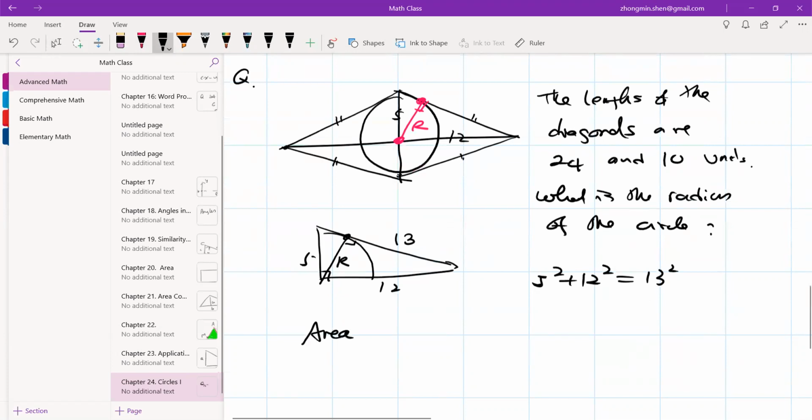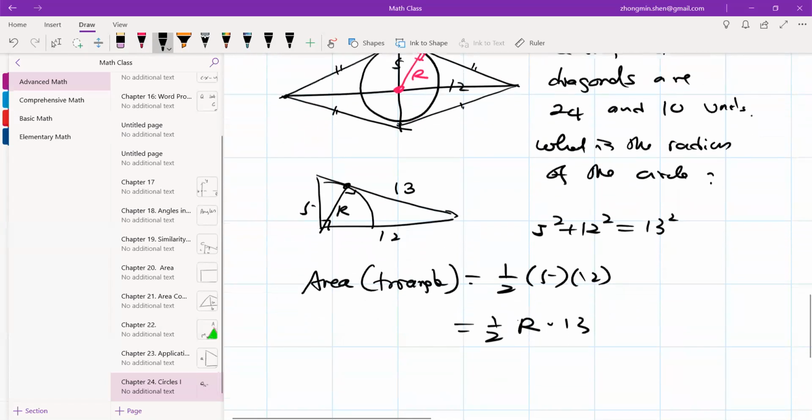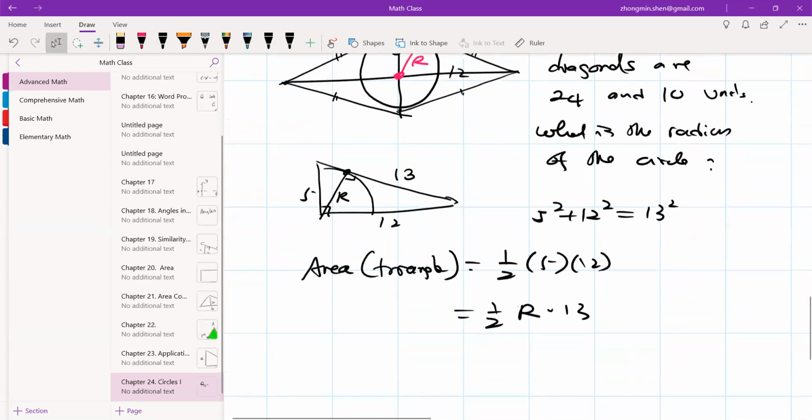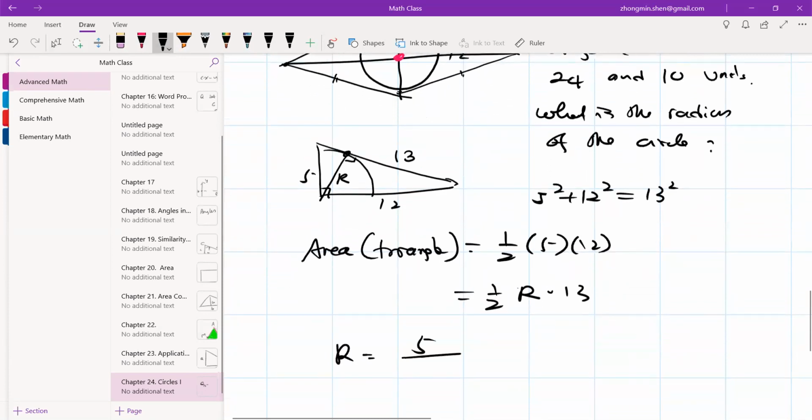So the area of the triangle is 5 times 12. But this also can be computed as r times 13, right? Why? We use that, we did that many times now. So that's why r is going to be 5 times 12 over 13. Or it's going to be 60 over 13, not 30 over 13. Yeah, because 5 times 12 is going to be 60. Don't forget.